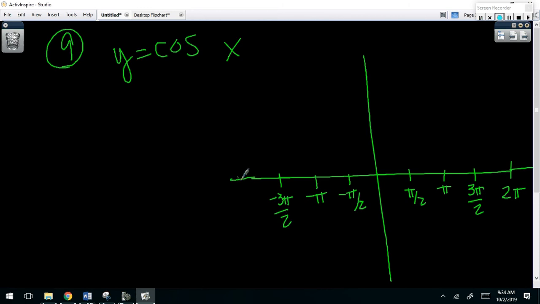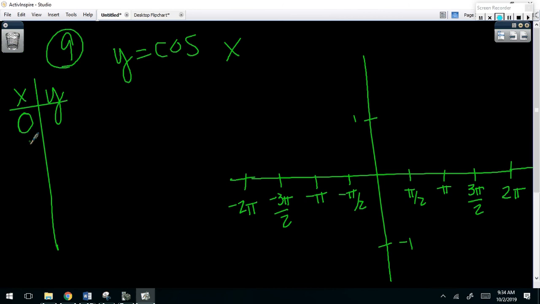Your points for this, the cosine of 0. What was the sine of 0? Sine of 0 was 0. The cosine of 0 is 1. But listen, the nice thing about these is you can type on your calculator cosine 0, and it's going to give you 1. And if you type sine 0, it's going to give you 0.